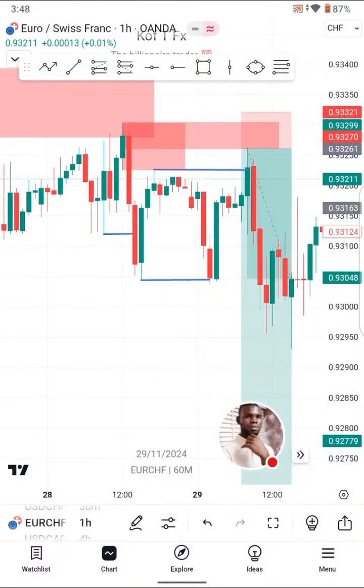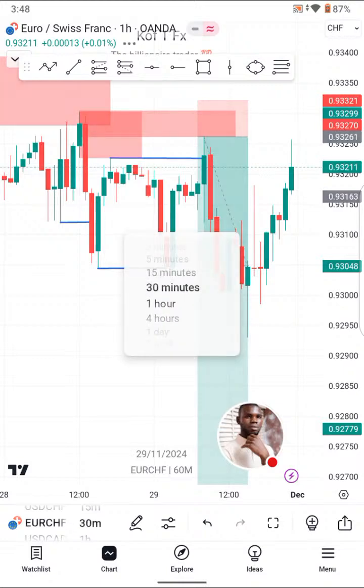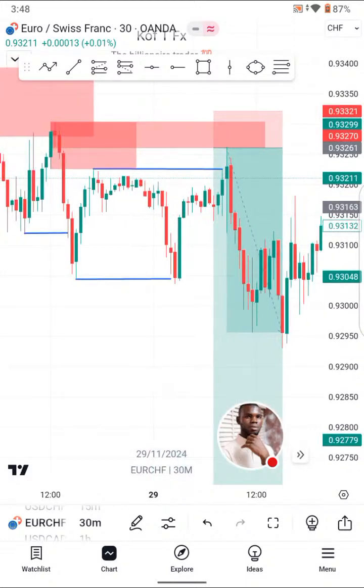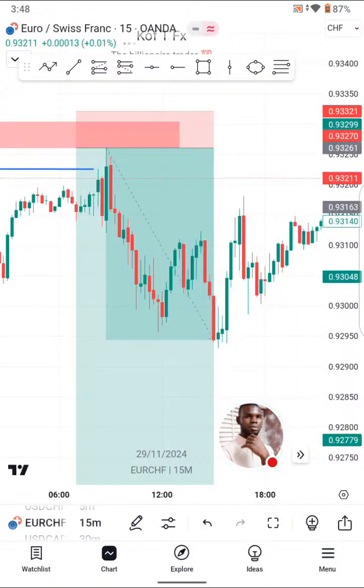However, there is still a POI on 15 minute time frame and 30 minute time frame, which I expected that price is going to respect. So I said, okay, I'm going to still check the chart to see if price actually gives me a confirmation entry, then I'm going to take the trade. However, I wasn't on chart when price actually got there.